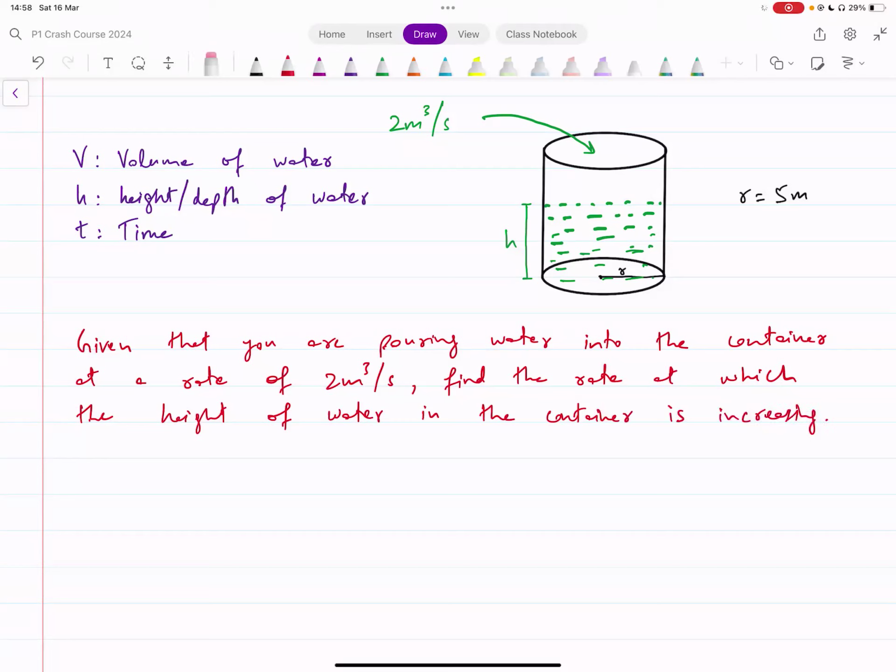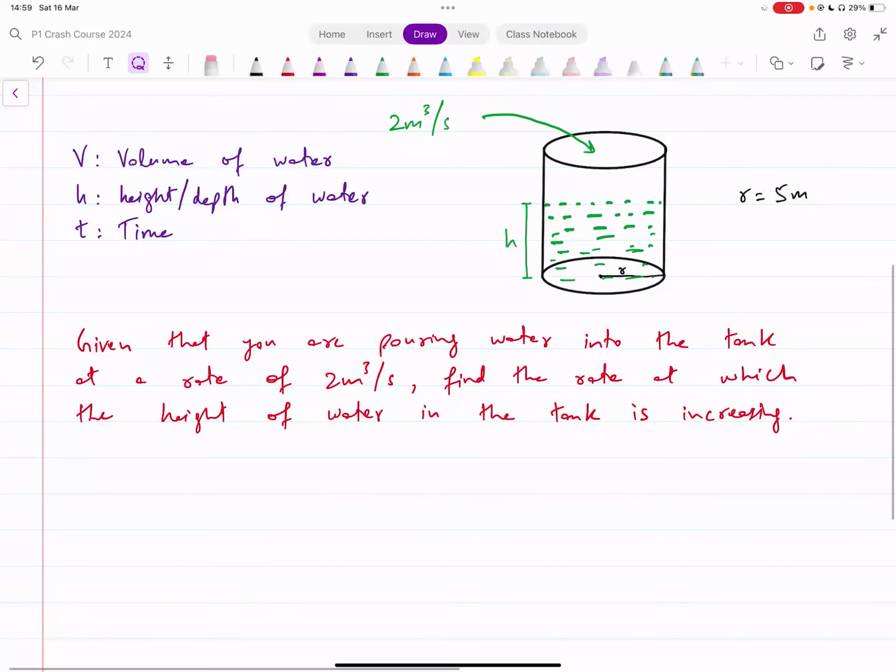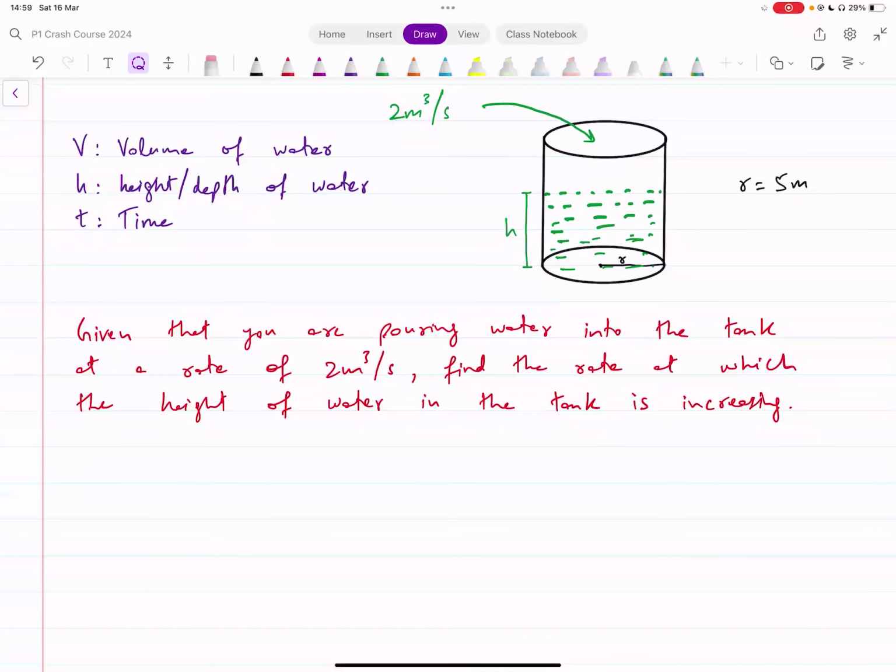Well, let's actually call it a tank. It's a big cylinder, so we say it's a tank. This is what we've got to do. Given that you are pouring water into the tank at a rate of 2 meter cube per second, find the rate at which the height of the water in the tank is increasing. So we know the rate at which the volume of water is increasing. Now, how do you write that down?